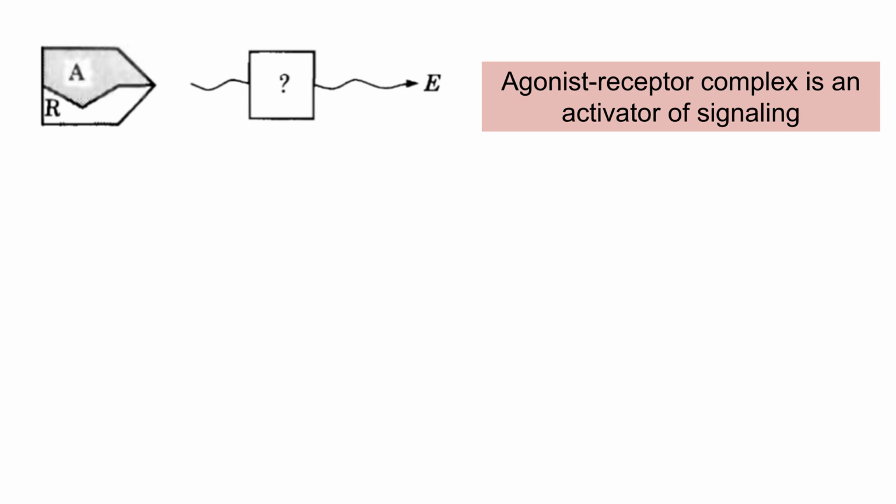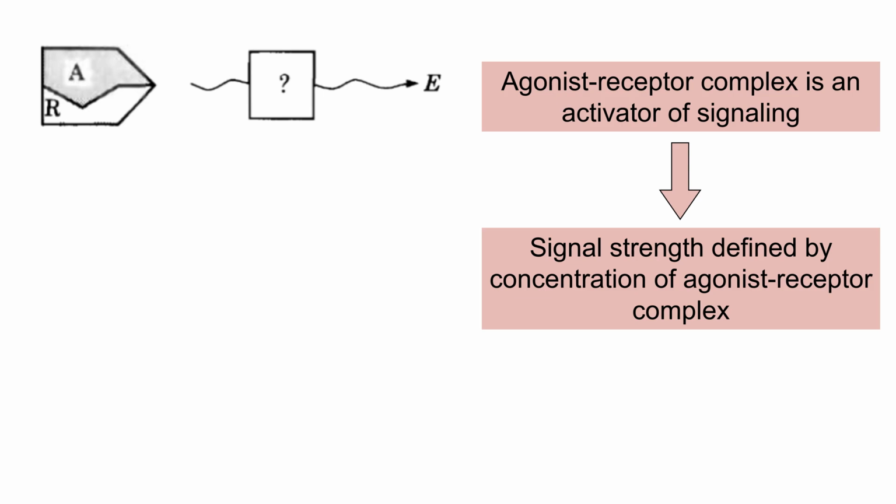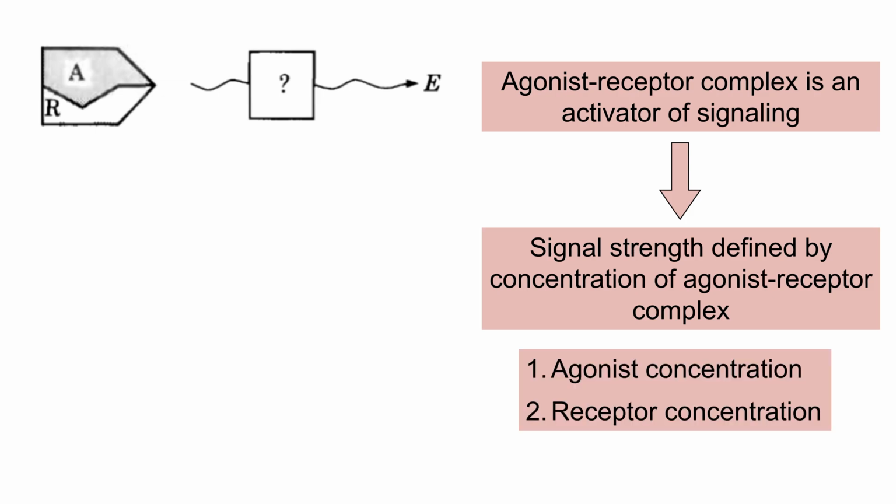This assumption has an important consequence. That is, the magnitude of the signal is dependent on the concentration of the agonist-receptor complex. This, in turn, has another consequence. It means that the signal is dependent not only on the agonist concentration, but also on the receptor concentration. This makes sense. The agonist-receptor complex is comprised of the agonist and the receptor, so the concentration of the complex is dependent on the concentration of both components, the agonist and the receptor.